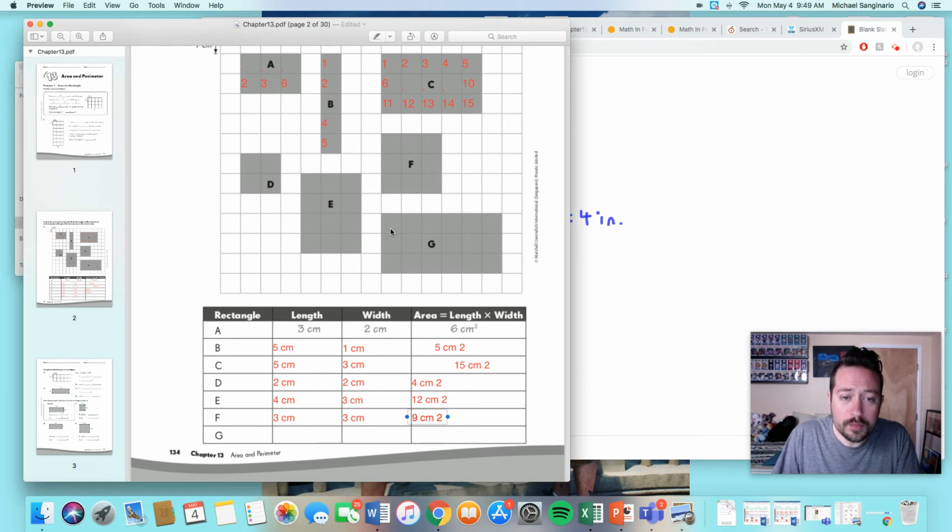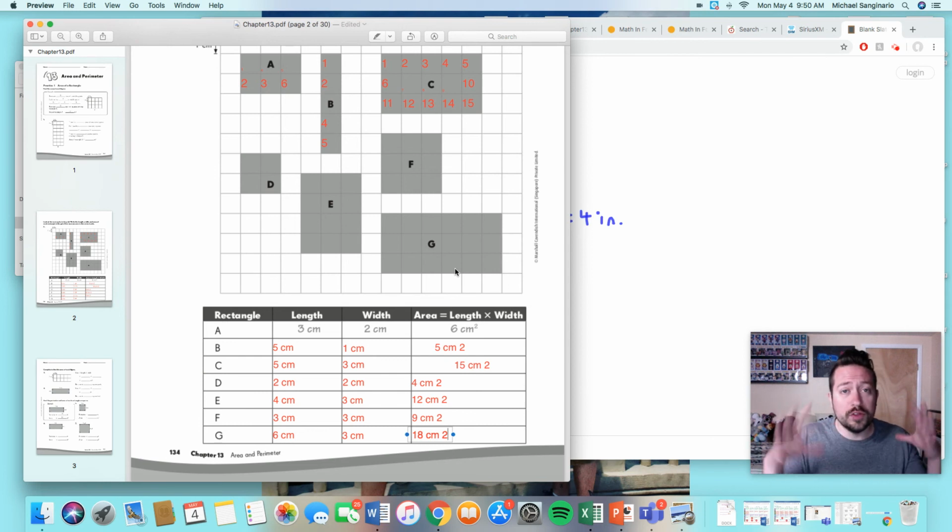Last one. Okay, length going across, 1, 2, 3, 4, 5, 6. So 6 centimeters is the length, and the width would be 1, 2, 3 centimeters. If you're just counting the boxes, 1, 2, 3, 4, 5, 6, 7, 8, 9, 10, 11, 12, 13, 14, 15, 16, 17, 18. 18 centimeters squared. And if I just did my formula, 6 times 3 equals 18, it would give me the same exact answer.